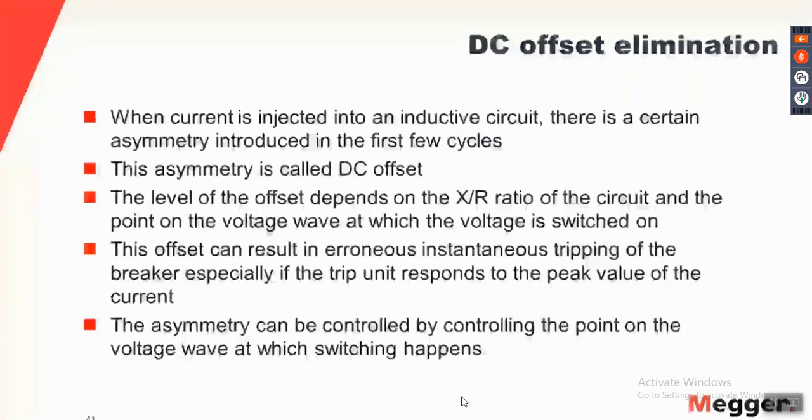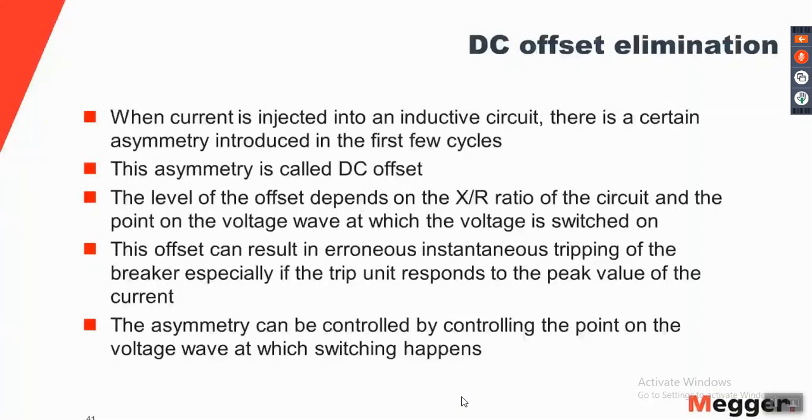So DC offset is an asymmetry which is observed in the first few cycles when current is suddenly injected in an inductive circuit. In an inductive circuit, the current is supposed to lag behind voltage. So if you switch on the voltage at voltage 0, for example, the current also starts from 0. As obviously the circuit was an open circuit and you're suddenly closing it, so the current is going to start from 0. Now that is in contradiction to how an inductive circuit should behave. This contradiction gives rise to this behavior, and you see an asymmetry in the first few cycles.